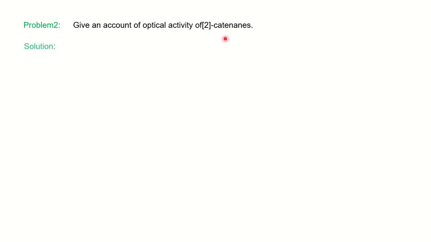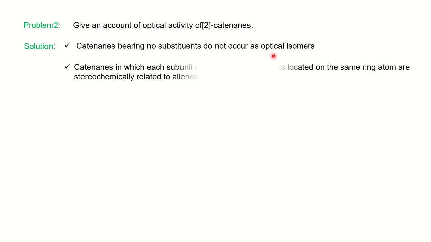two catenanes. Okay, so they're asking about the optical activity of two catenanes, how we can define that. Catenanes bearing no substituents do not occur as optical isomers. So if there is no substitution on the ring, then it is achiral. Next, a catenane in which each subunit contains two substituents located on the same ring, stereochemically, we can relate to allene and spiro compounds.